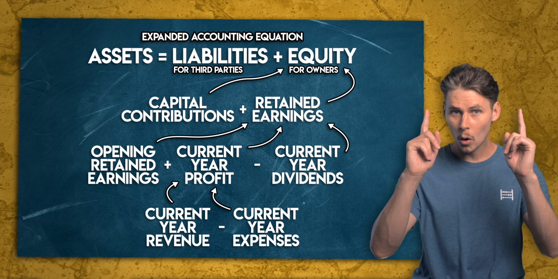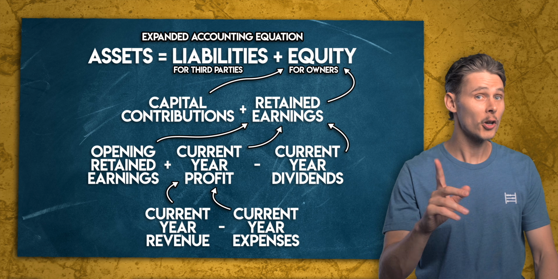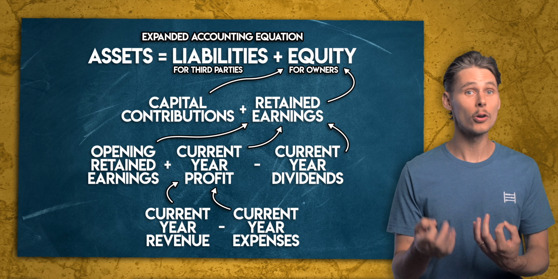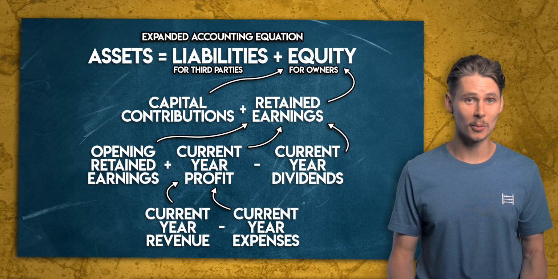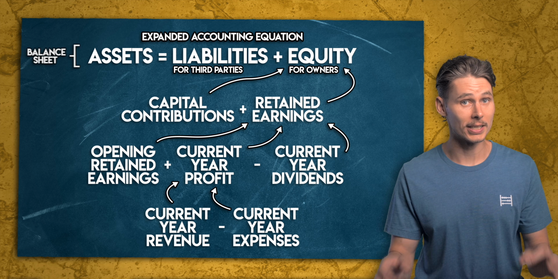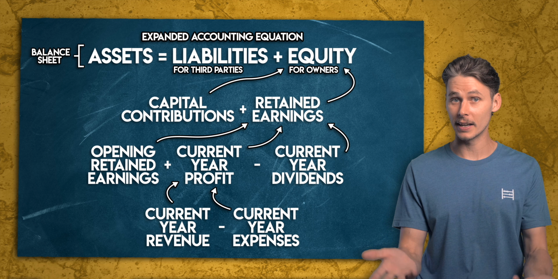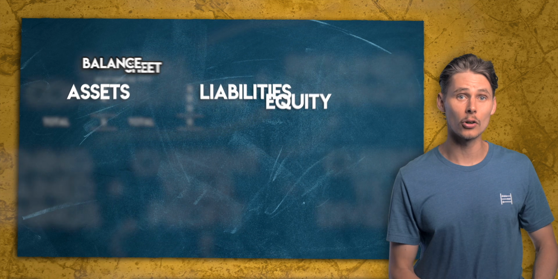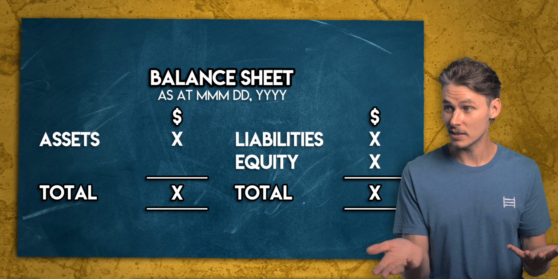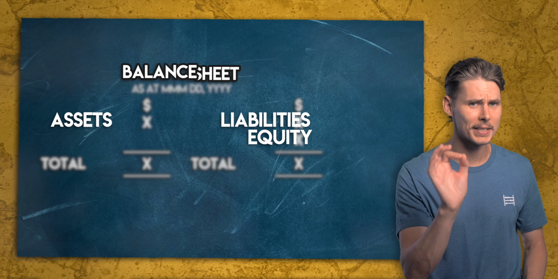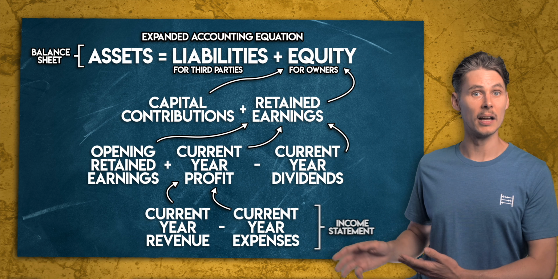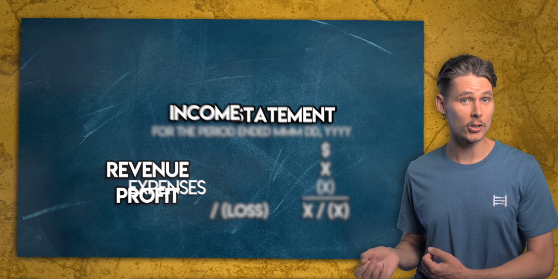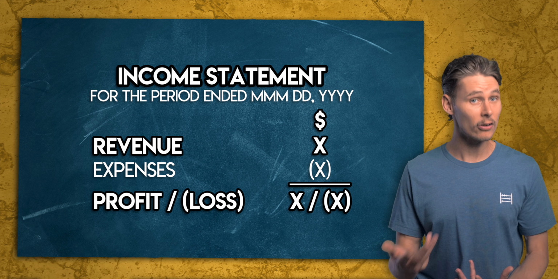But hold up, what can we learn from this? First of all, we can see the link between two of the main financial statements, the balance sheet and the income statement. We can find the balance sheet on the top line of the expanded accounting equation. It's a snapshot of a business's assets, liabilities, and equity at a point in time. And we can find the income statement down here. It's a summary of a business's revenues and expenses over a period of time.